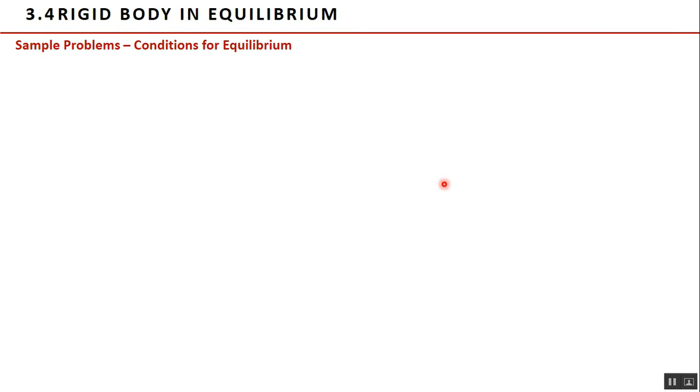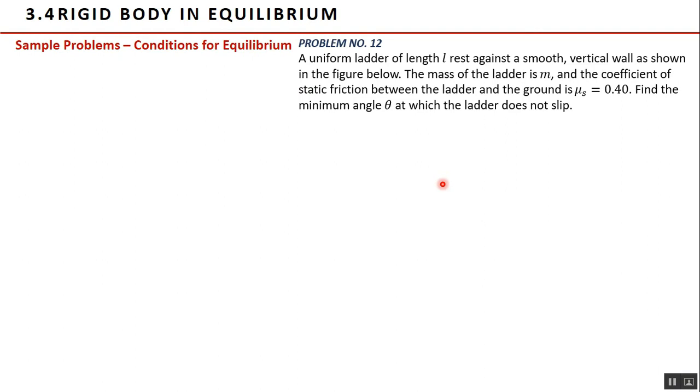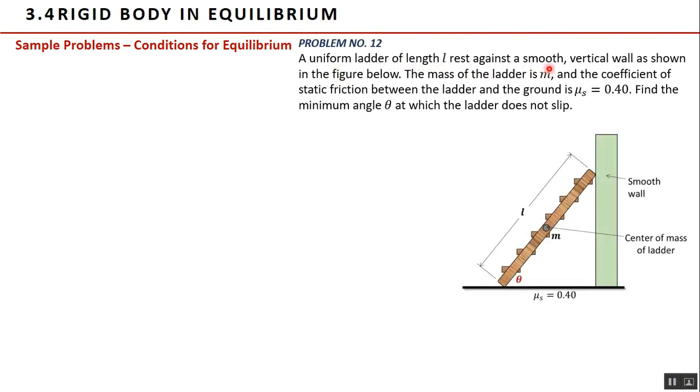Let us give one more sample problem about equilibrium. Here, we are going to integrate static friction. Problem number 12. A uniform ladder of length L rests against a smooth, vertical wall as shown in the figure below. The mass of the ladder is m, and the coefficient of static friction between the ladder and the ground is 0.4. Find the minimum angle theta at which the ladder does not slip.